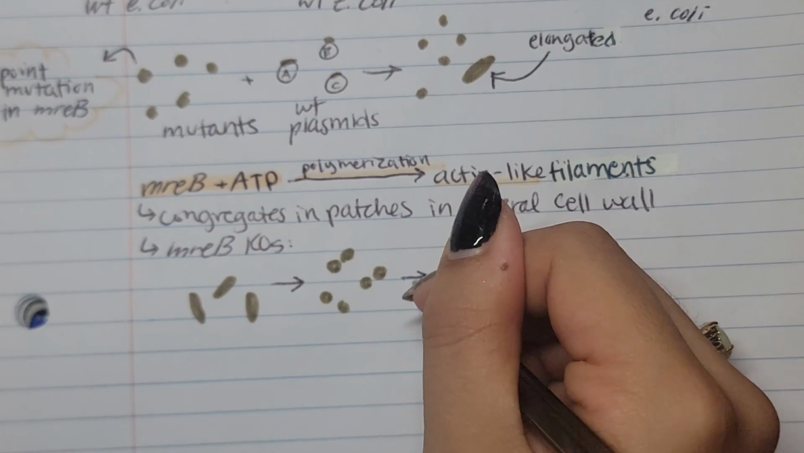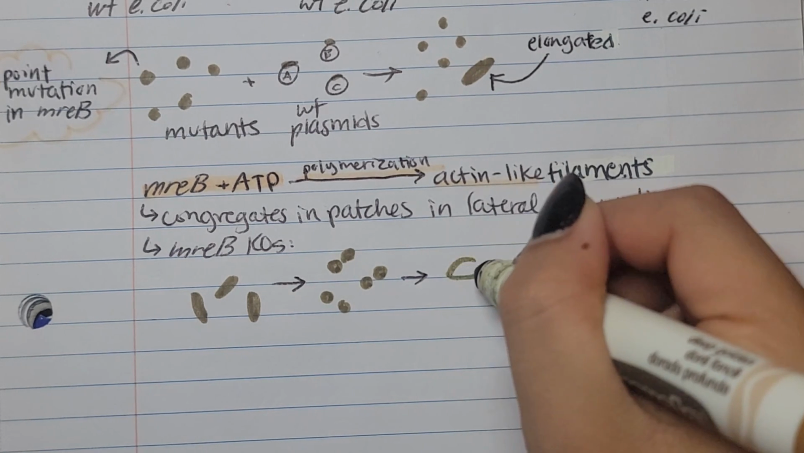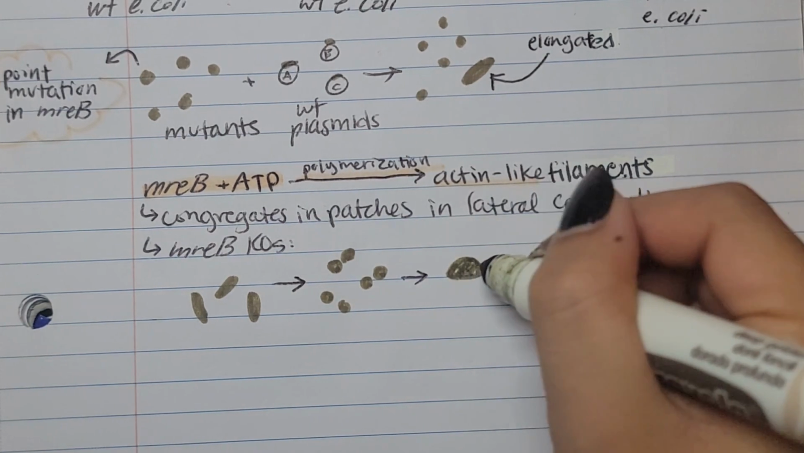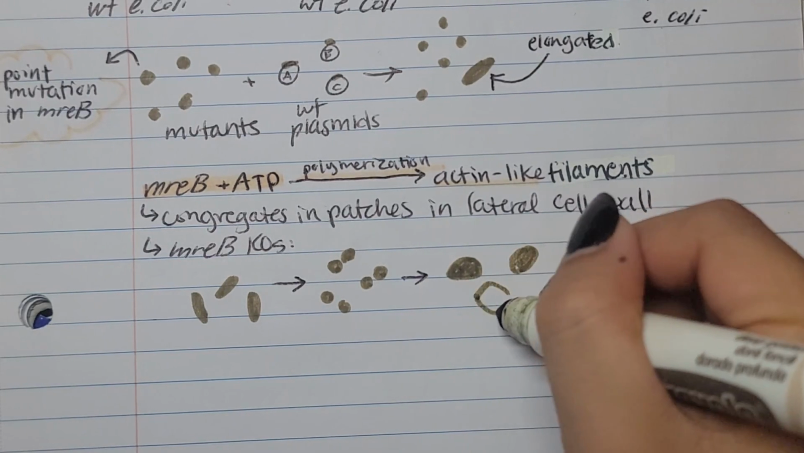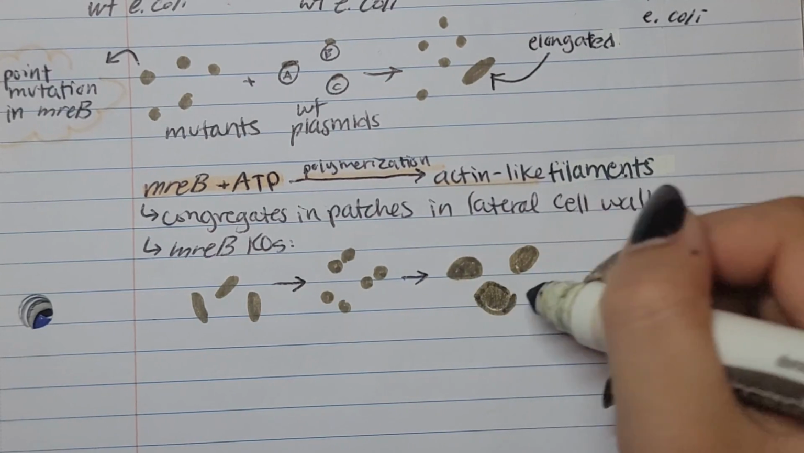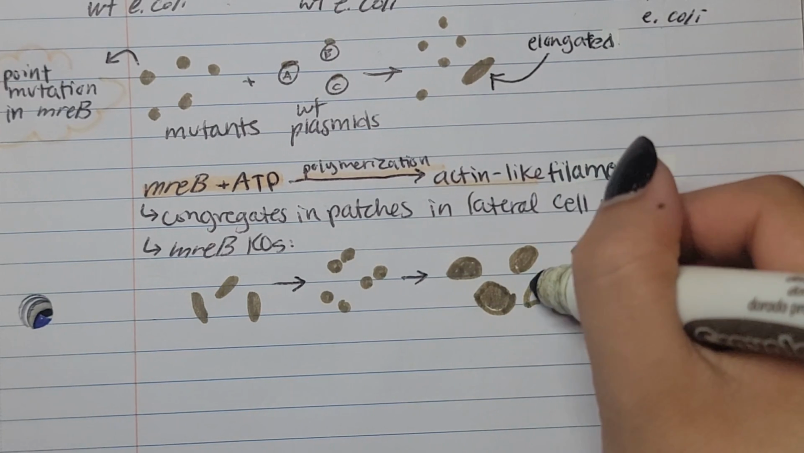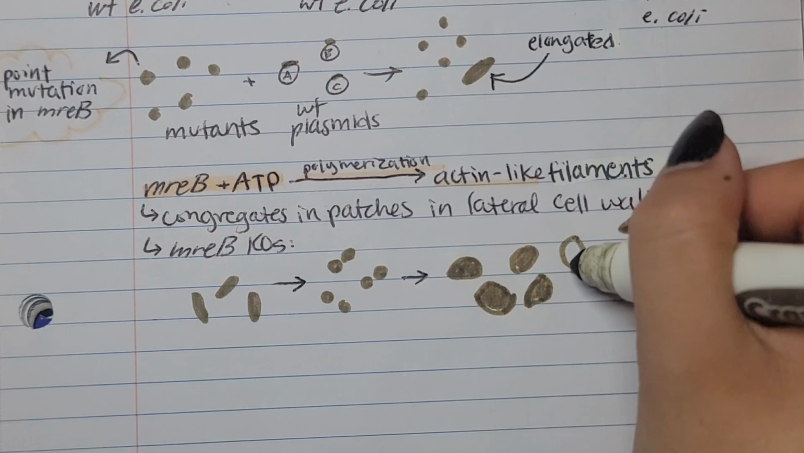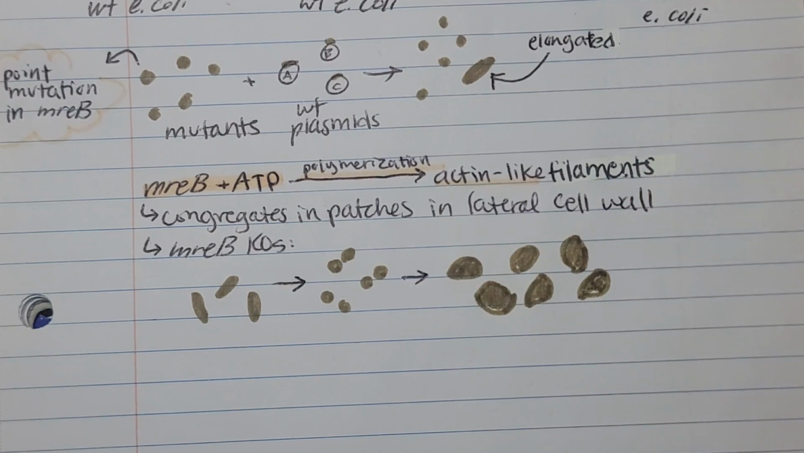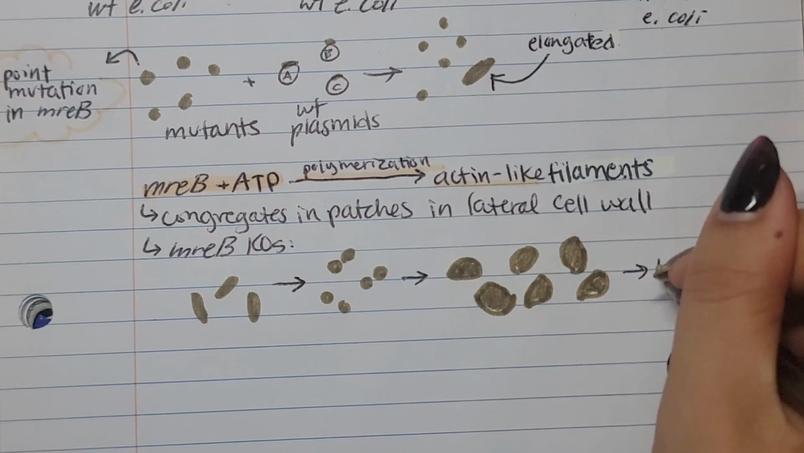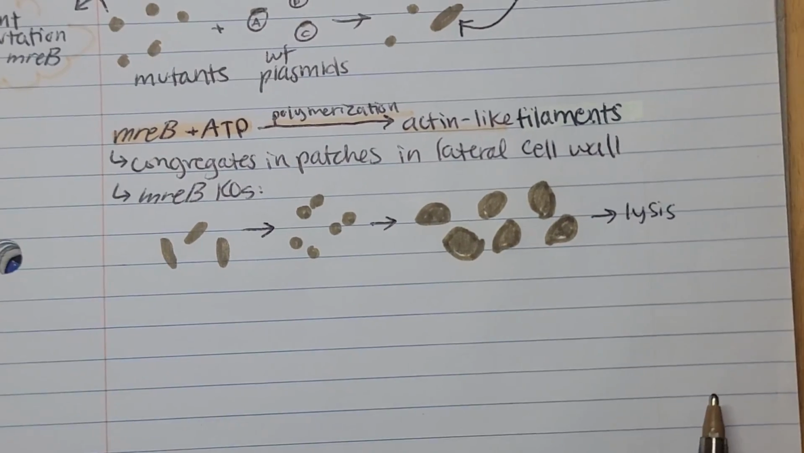And then they try to elongate, but instead they just look like lumps, and they're kind of gross looking. Oh, I guess there should be more of them. We made 6. Where did the other 3 go? They died. Because they eventually do lyse, which I guess is the next step. Lysis. This might not be exactly the scale, but you get the idea.